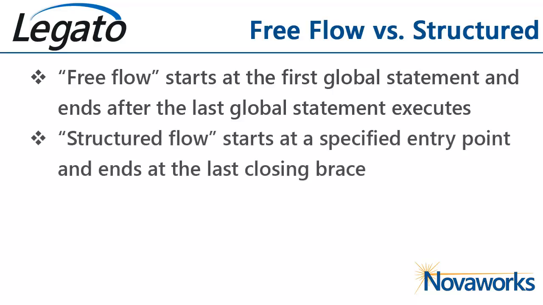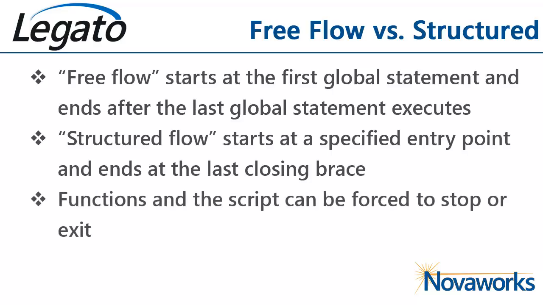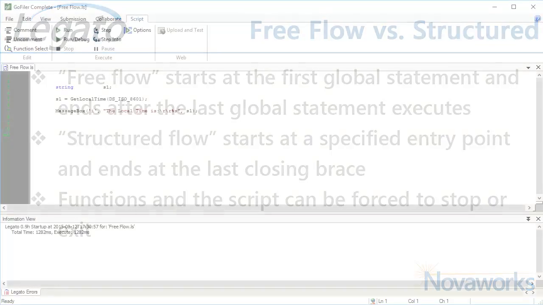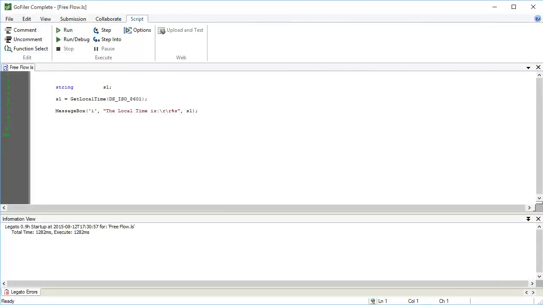On the other hand, a structured flow program starts at a specified entry point and then ends at the closing point of that particular function. Functions and the script can be forced to stop at any time, or to exit or to return to whoever called it. This is an example of a free-flowing script. When the engine starts, if it doesn't find a main or a default entry point, it simply executes the first global statement it finds, in this case to get the local time. It'll then continue to execute a message box, and then exit when there's nothing left to do.